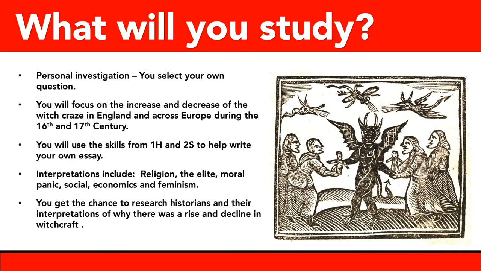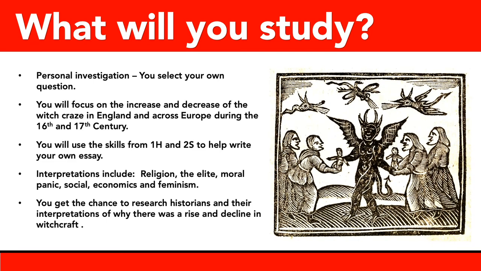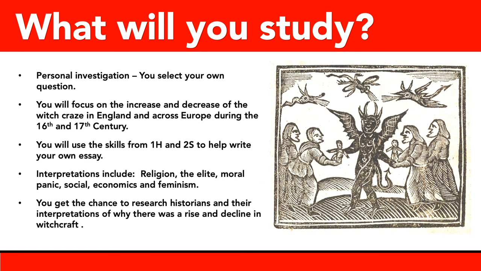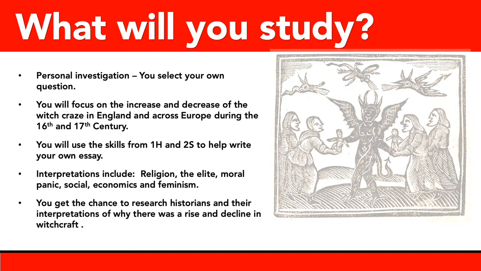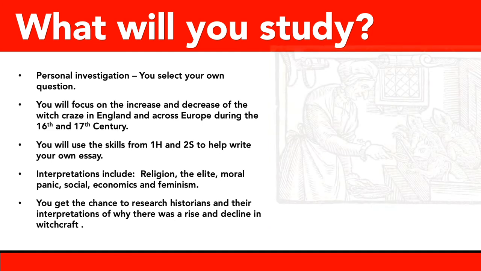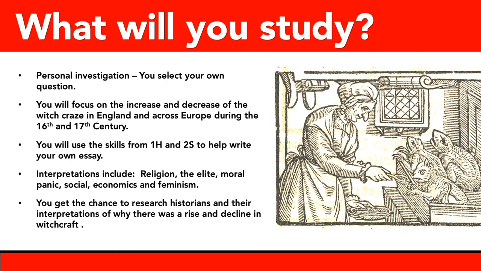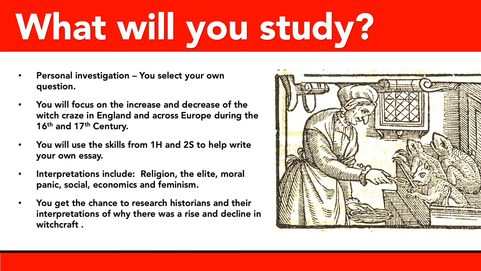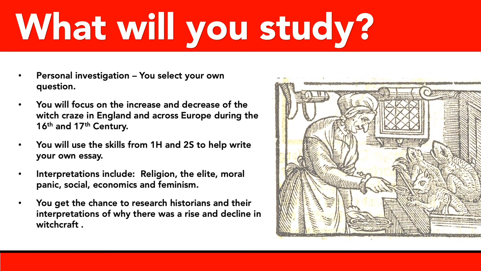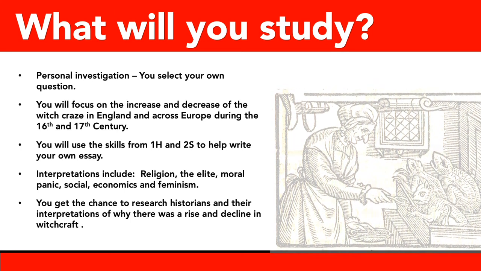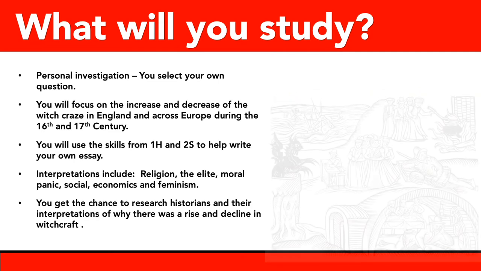What you'll be looking at overall is the increase and decrease of the witch craze across Europe during the 16th and 17th century. We focus on England and Scotland, but we also look at other countries such as France and Spain, but in particular Germany, where there was a massive increase in women getting killed or burnt at the stake for being witches. What you need to do is say why that happened.